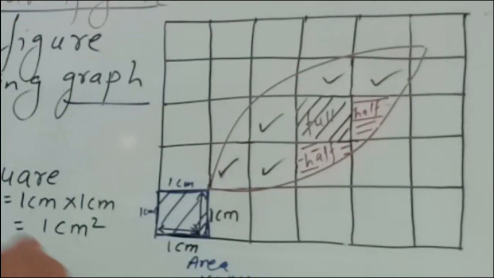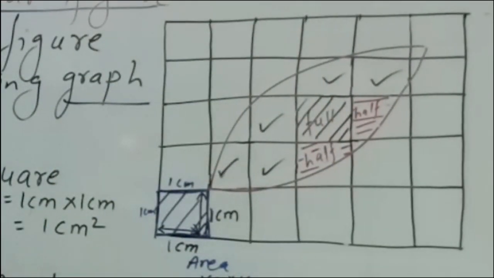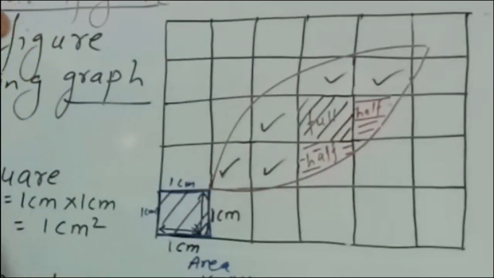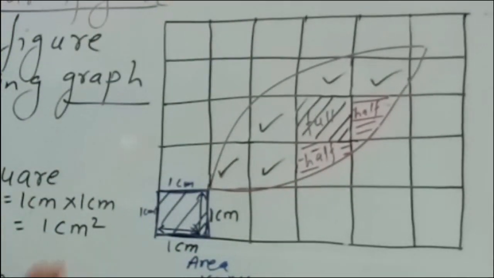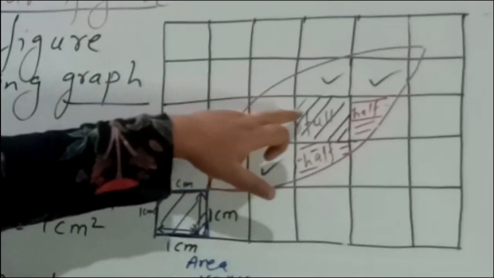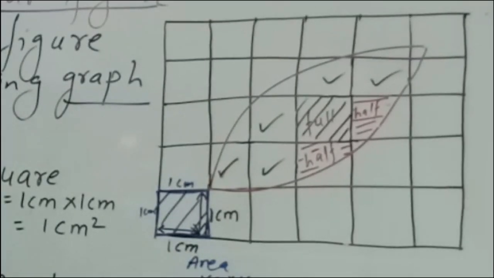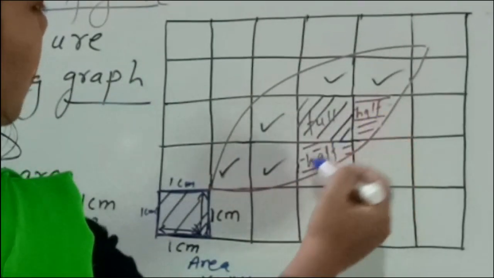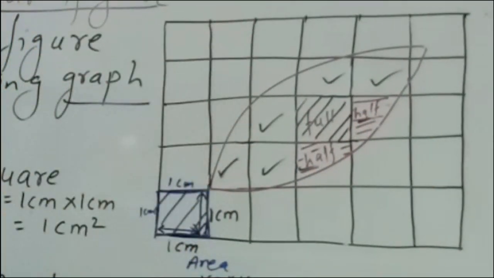Then the number of half squares. You will see that when the outline crosses through the boxes, some boxes come completely inside the leaf, some are exactly half divided, some more than half, some less than half. So we have to find out the total data. First, how many complete squares? One complete square. How many half? You will see this one and this one, these two are exactly half, cut by the outline of the leaf.